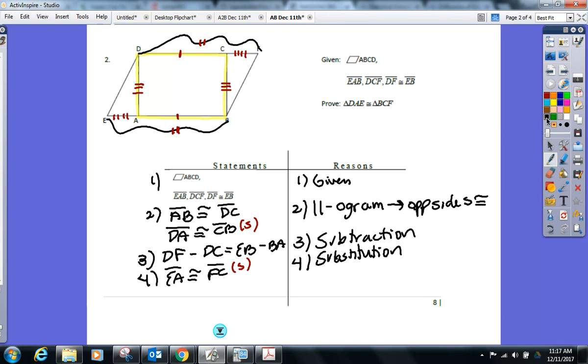Remember, that's still a parallelogram. You have not used all the properties yet that you could have. All you've told me is opposite sides are congruent. You have not used all the properties. What's up, Max?